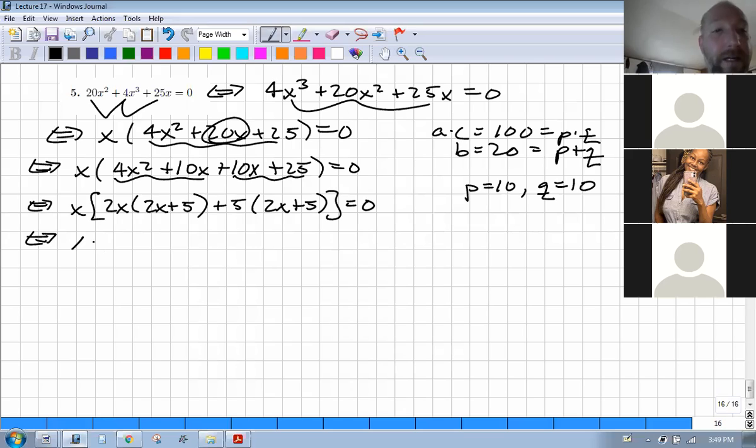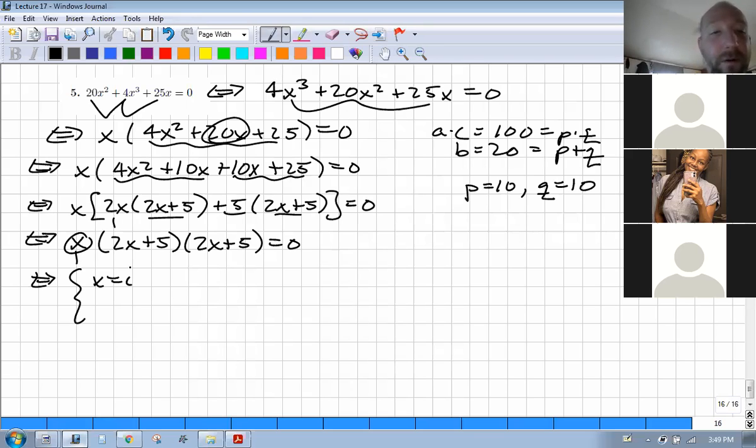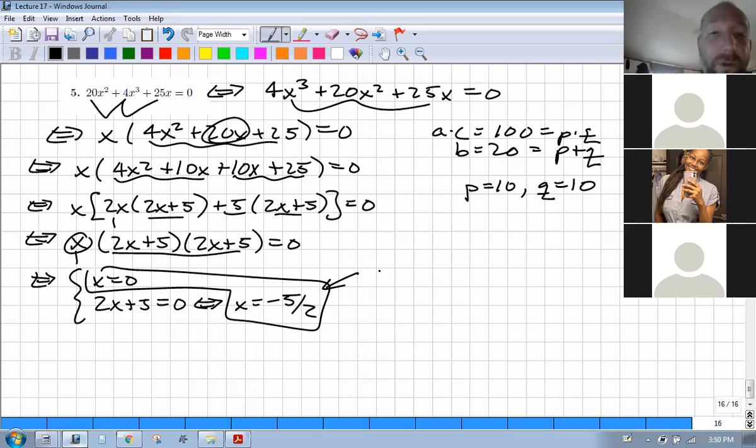So I still have my x out here. I got a 2x plus a 5, and they're both times 2x plus a 5. So either x is 0 or 2x plus 5 is 0, which would be the same thing as x being a negative 5/2. And this one has multiplicity 2 because that factor shows up twice.